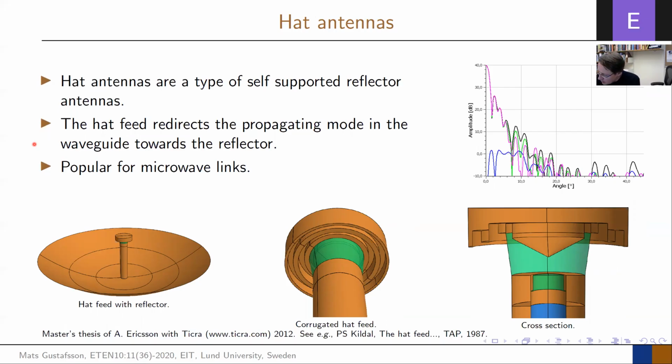So when doing a reflector antenna, of course, one part is designing the reflector, but in some ways it's fairly simple because it's a parabolic reflector. The hard part is usually to do the feed that sits there. This is called a hat feed on that one. It's usually used in many of the microwave links between base stations.